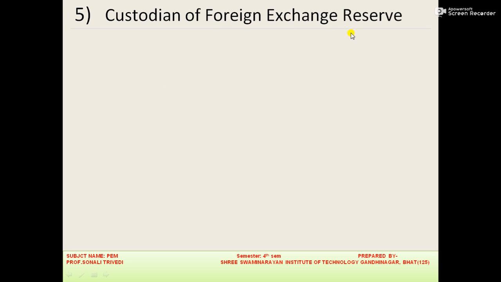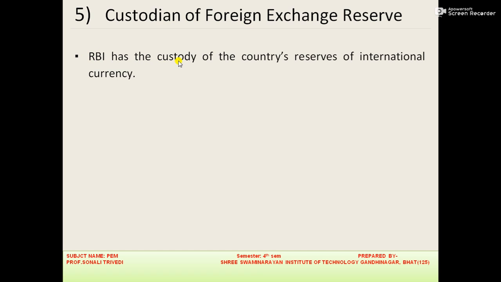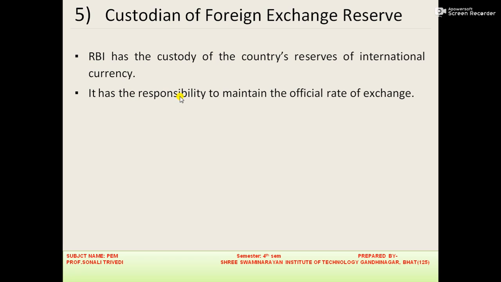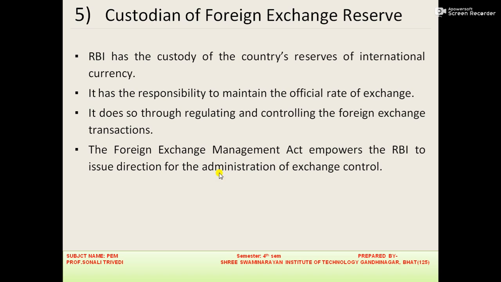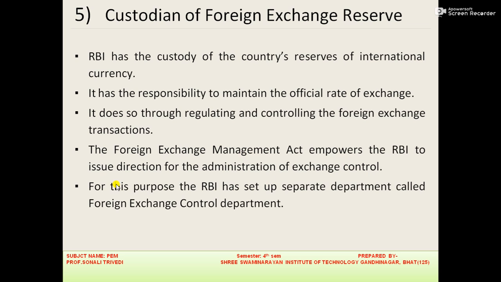Custodian of foreign exchange reserve. RBI has the custody of the country's reserves of international currency. It has the responsibility to maintain the official rate of exchange. It does so through regulating and controlling foreign exchange transactions. The Foreign Exchange Management Act empowers the RBI to issue directions for the administration of exchange control. For this purpose, the RBI has set up a separate department called the Foreign Exchange Control Department.